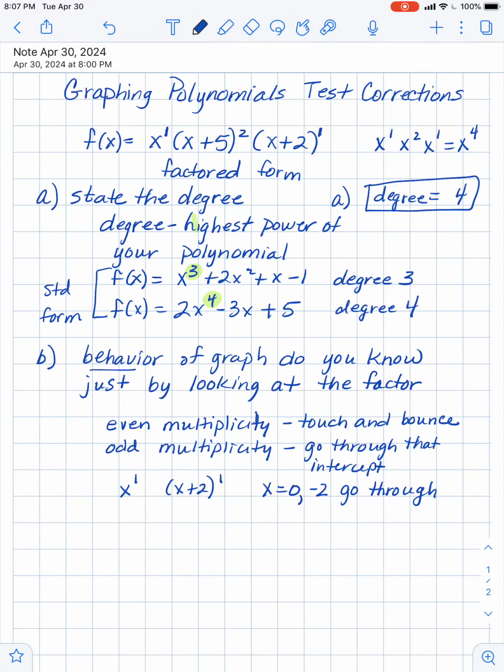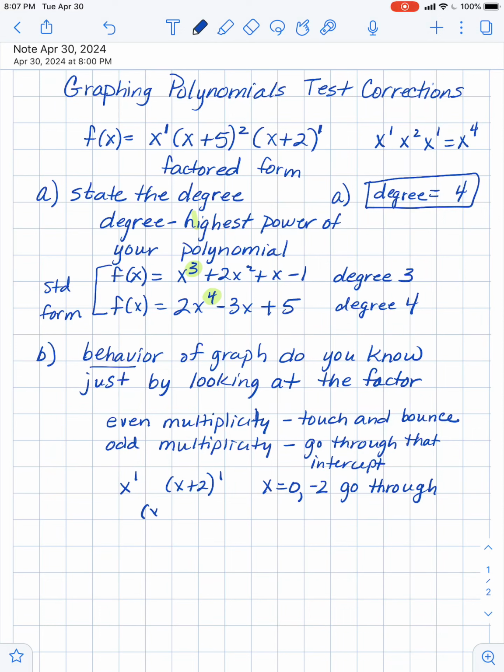Your next one up there, what's left is x plus 5, and it is squared. So it has an even multiplicity, which means that at x equals negative 5, it will touch and bounce. Don't just say go through, it will touch and bounce. You need to be more specific on that. So that was the answer that I was looking for.